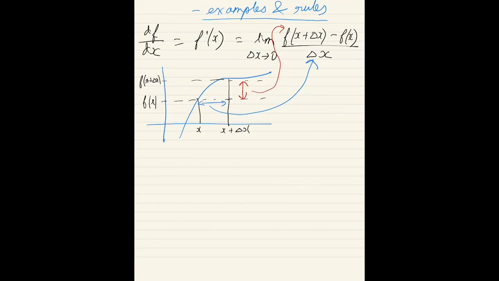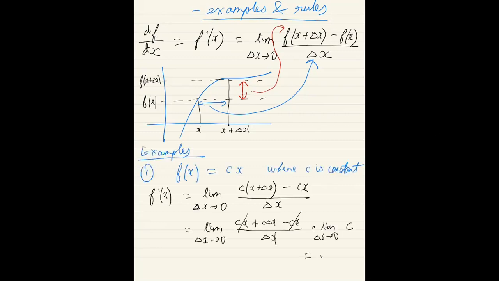What is f of x? That is c of x, divided by delta x. This is the limit as delta x tends to 0 of cx plus c delta x minus cx, over delta x. The cx and cx cancel out. You are left with the limit as delta x tends to 0. You can also cancel out the delta x from the numerator and denominator, leaving c. And that is independent of whether delta x tends to 0 or does whatever. This is simply c. So we see our first and simplest derivative: f prime of x for this function is c.